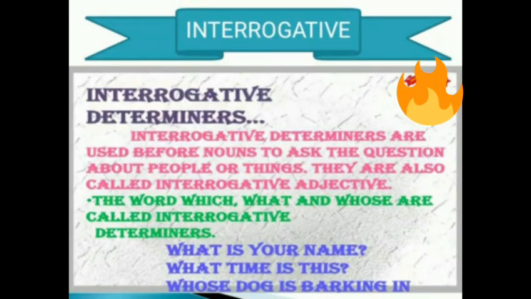Now if we go to the next one, it is interrogative. In easy language, interrogative determiners are also called interrogative adjectives. It is used before a noun to ask a question related to the noun, like the words which, what, whose. For example, what is your name, what time is this, whose dog is barking. So this all comes under interrogative determiners.